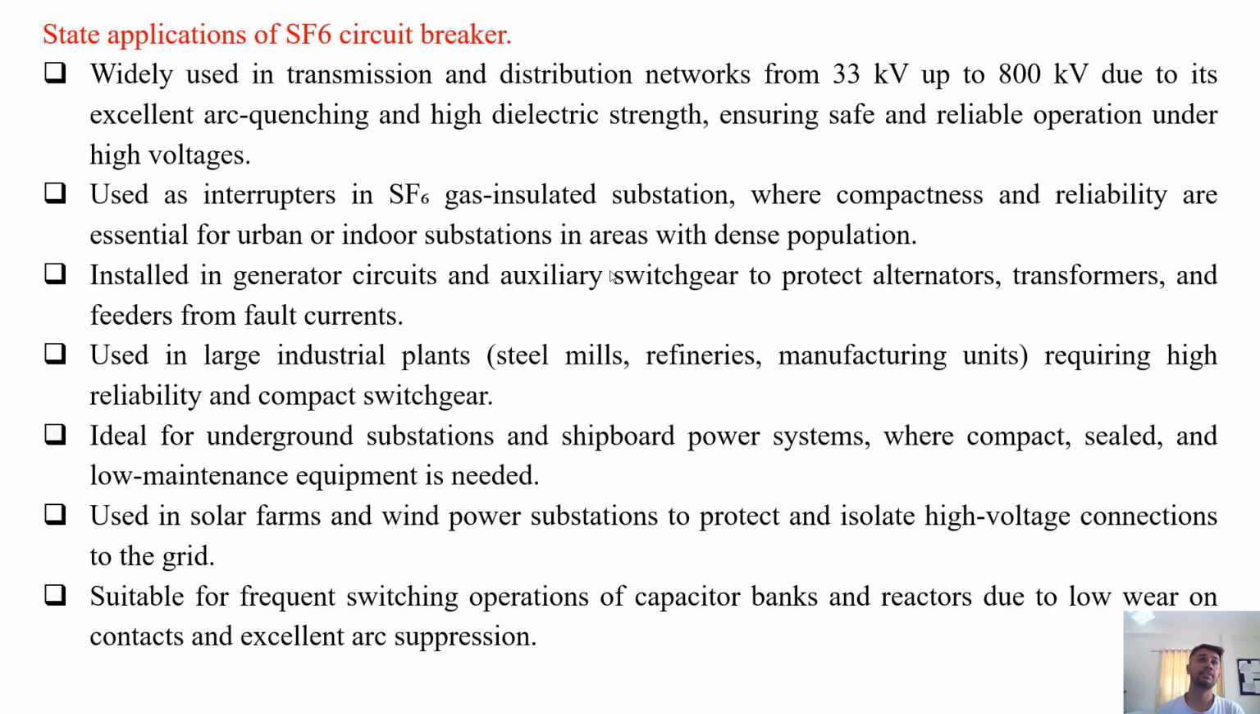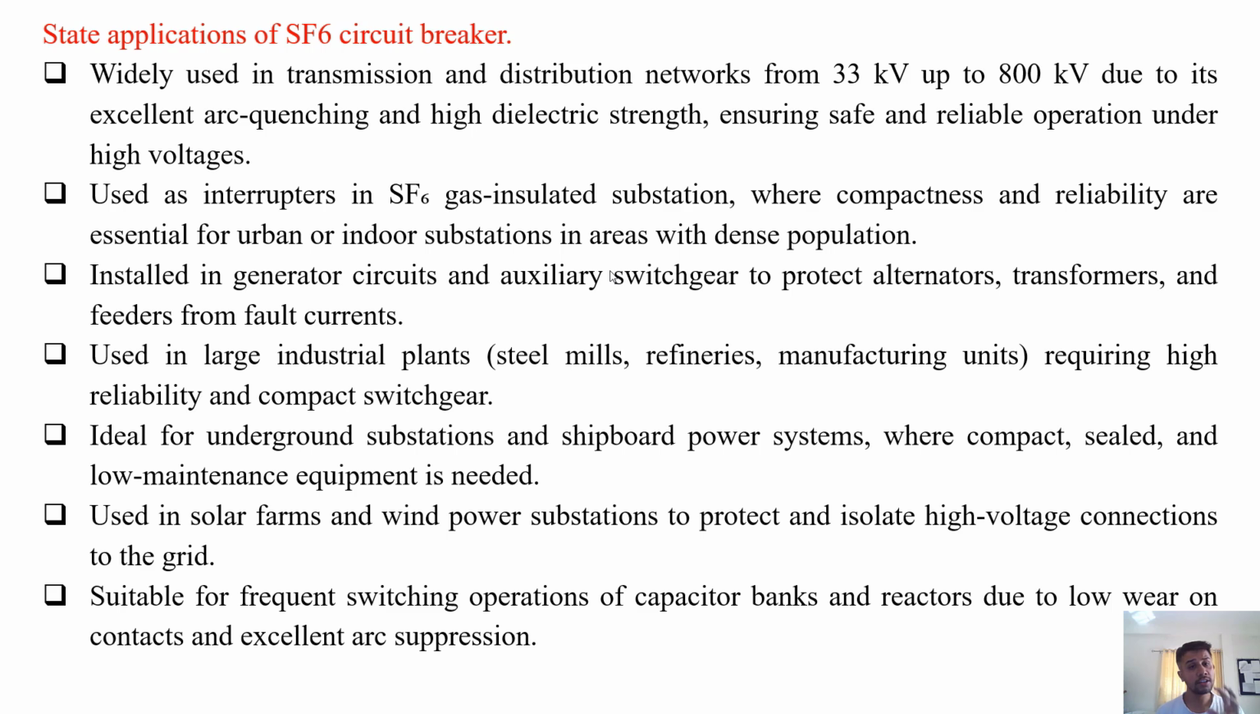Applications of SF6 circuit breaker. It is widely used in transmission and distribution networks from 33 kV to 800 kV due to its excellent arc quenching and high dielectric strength, ensuring safe and reliable operation under high voltages. It is used as interrupters in SF6 gas insulated substations where compactness and reliability are essential for urban or indoor substations in areas with dense population.